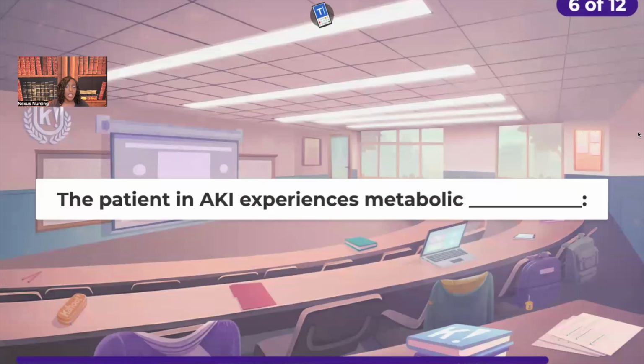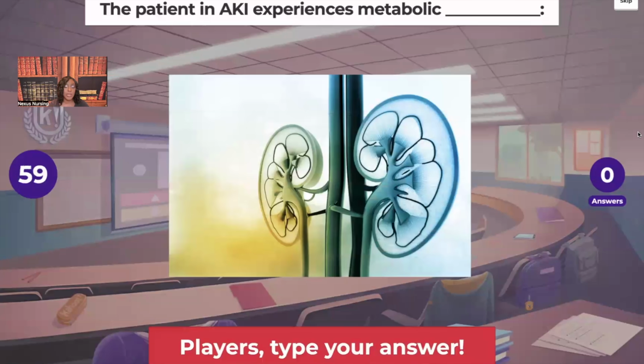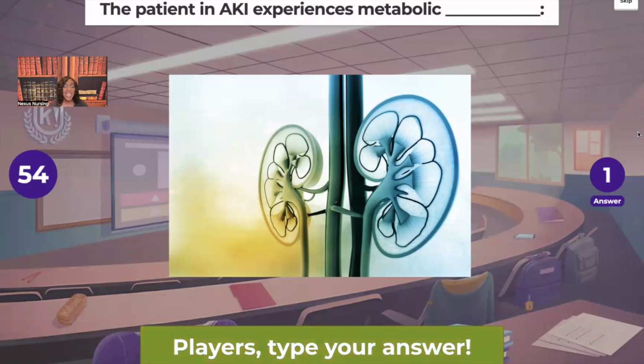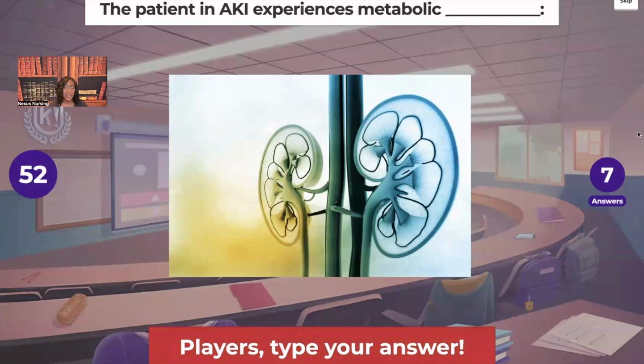The patient in acute kidney injury experiences metabolic what? Metabolic what? If the patient's in AKI, what are they experiencing? Type in your answer.